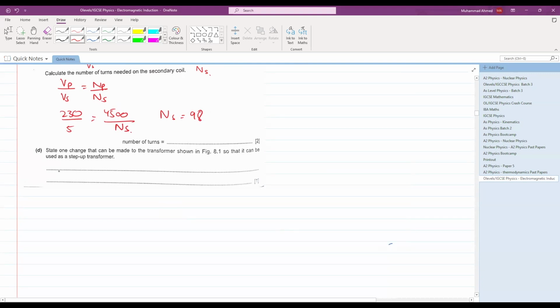State one change that can be made to the transformer shown in figure 8.1 so that it can be used as a step up transformer. Reverse the coils. Make the secondary coil the primary coil and the primary coil the secondary coil.